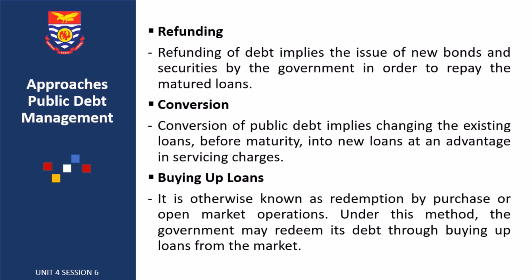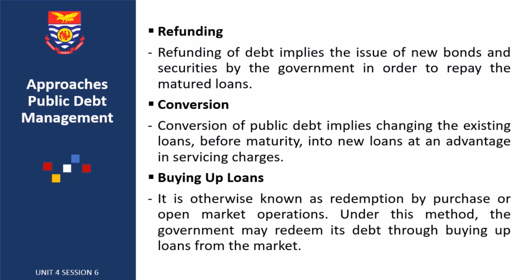The other approaches include refunding. Refunding of debt implies the issue of new bonds and securities by the government in order to repay the matured ones. So if the government has existing bonds which have matured, then what the government will do is to borrow or to float new bonds in order to pay the ones that have matured already. So basically that's what the government of Ghana does most of the time. It issues new securities to pay off or to service the ones that have matured already.